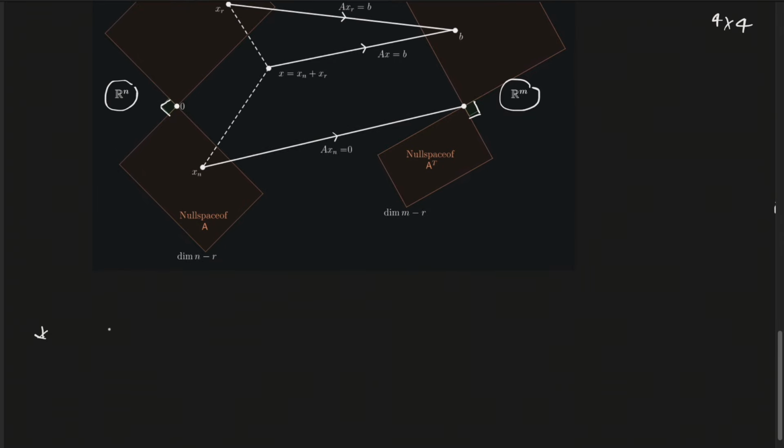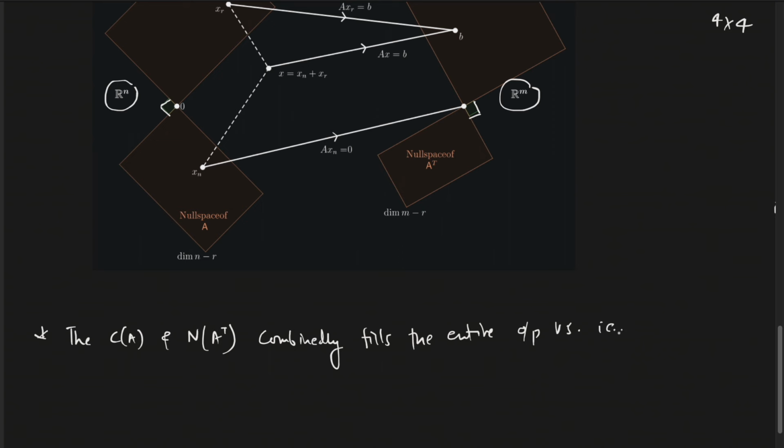The thing is, the column space and the left null space combinedly fill the entire output vector space, that is Rm.